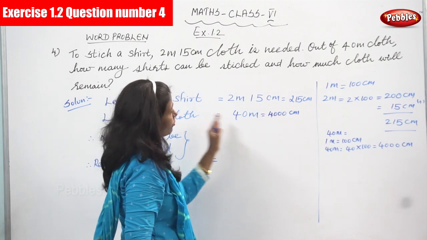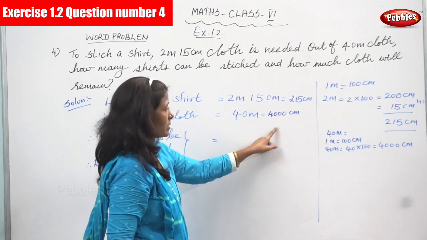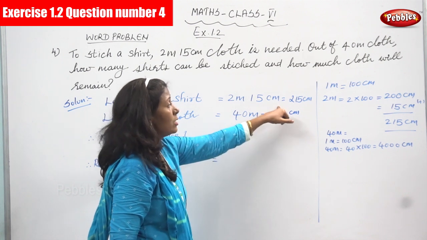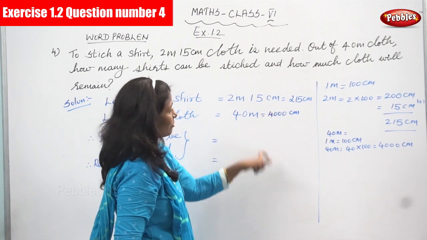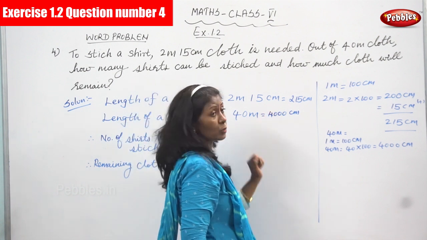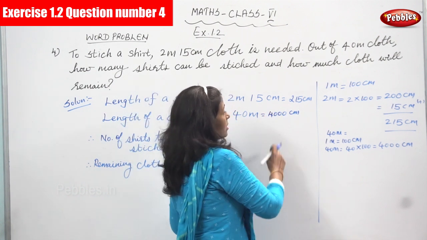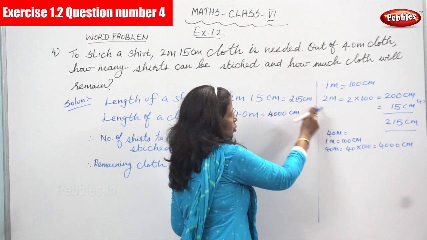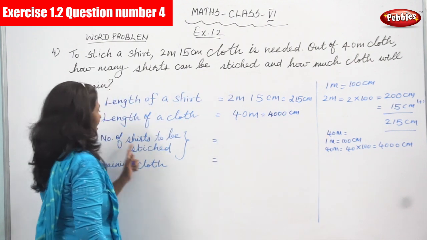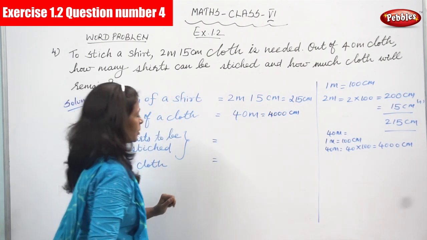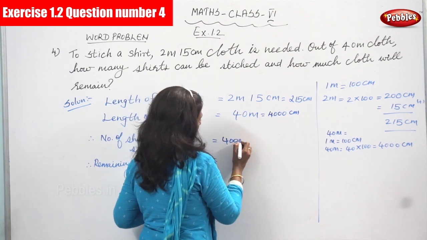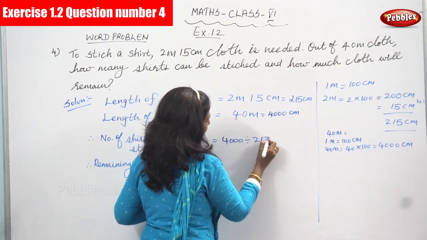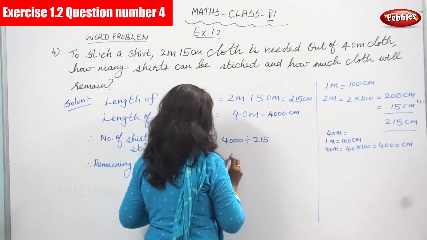So the length of the entire cloth is 4000 centimeter. 4000 is going to be divided by 215 centimeter. I'll repeat, 4000 centimeter divided by 215 centimeter, you can get the number of shirts to be stitched. So 4000 is divided by 215, you can get this answer.